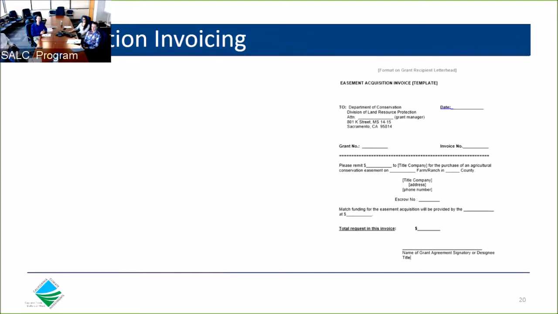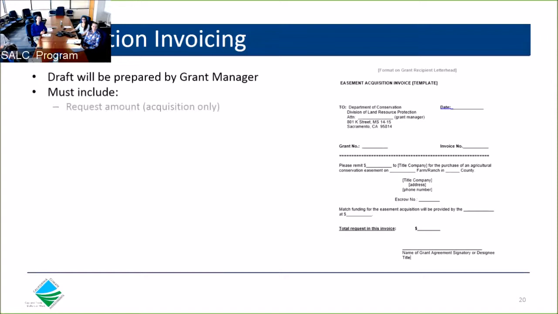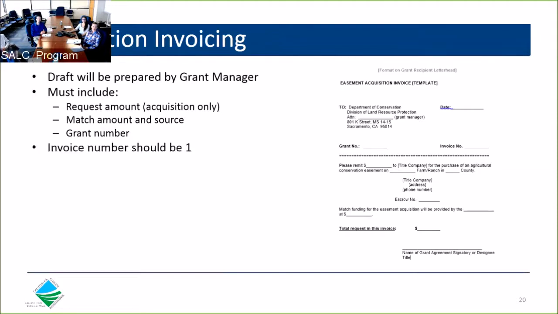For the acquisition invoicing, once the grant managers determine the project is near completion, meaning the easement, baseline, and appraisal have been finalized, the grant manager will provide the grantee with a customized invoice acquisition template. The template will include the approved portion amount funded by SALC, match funding amount, the project's grant number, and the invoice number. This will be the first invoice unless there are multiple easements, in which case they should be numbered sequentially.